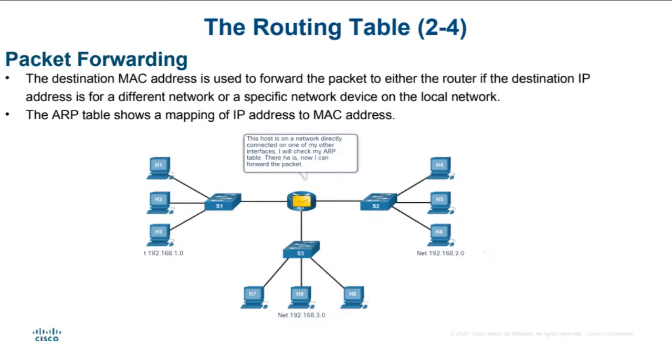So, packet forwarding, I have already told you this. If it is inside the LAN, the switch will use the MAC table. If it is outside, the router will use its routing table. Sometimes the router doesn't really know exactly where that host is, but it knows that the next router knows where, so it will send it to the next router. So it's hop by hop. Okay.